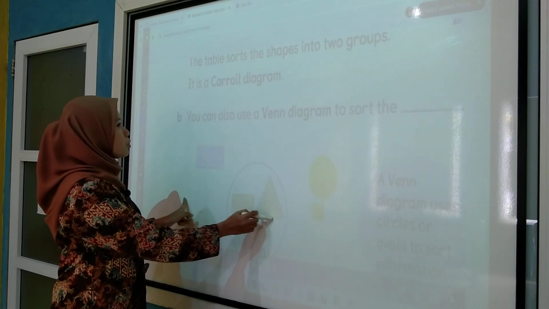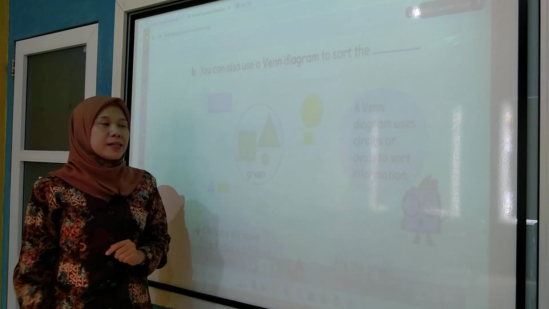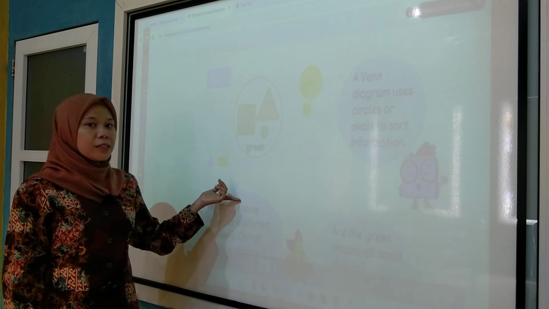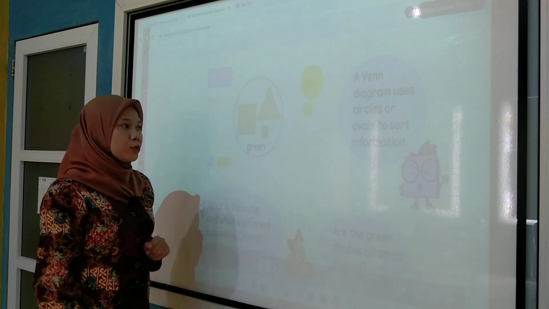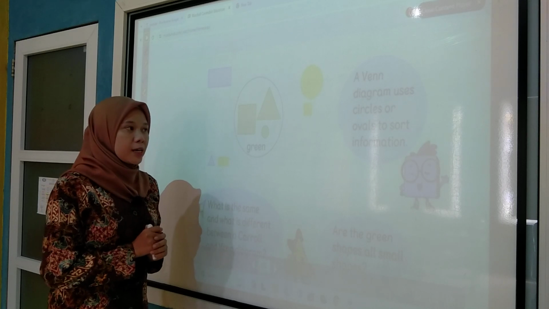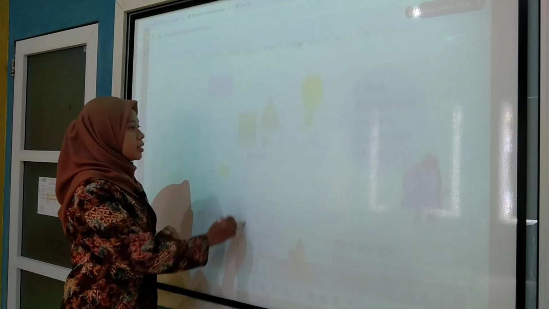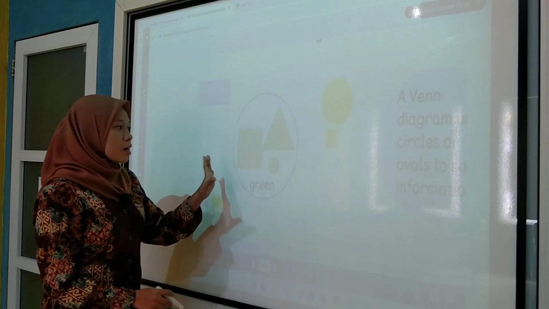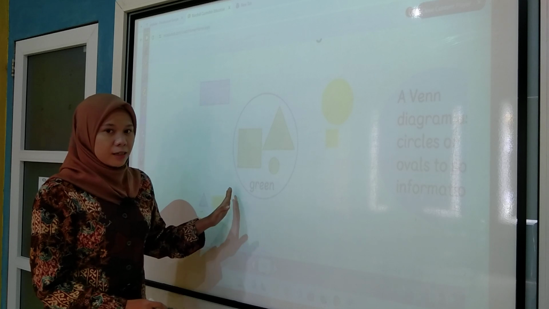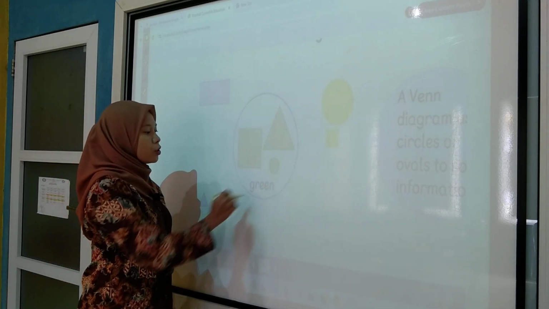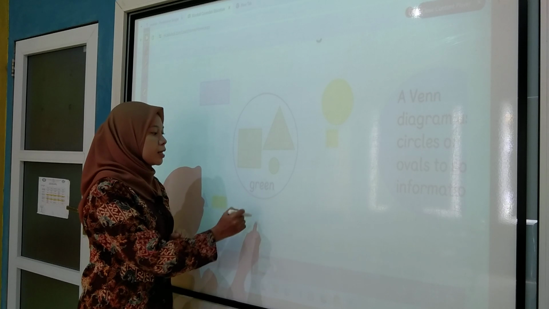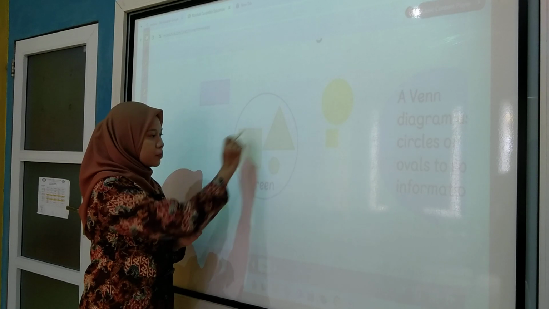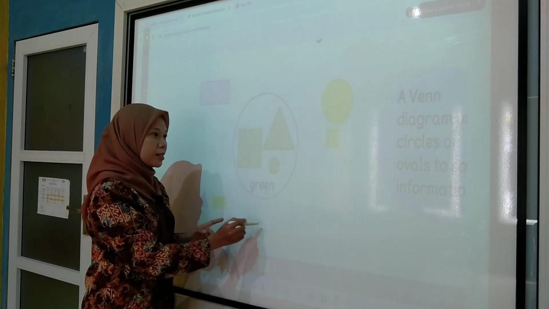Next. Okay, we go to the second diagram. It is a Venn diagram. What is a Venn diagram? A Venn diagram is a circle that we use to sort objects or to sort information like this, as we can see here. These shapes are sorted by color. In this Venn diagram, they sort the shapes by their color. They sort with green color, so these shapes inside the circle have green color.